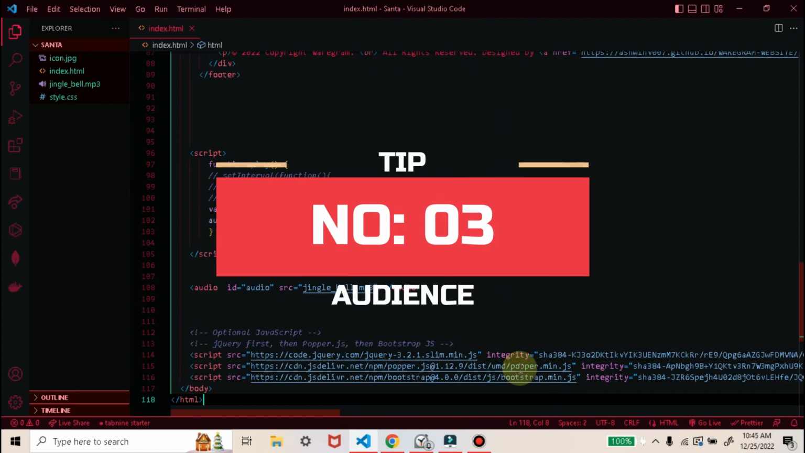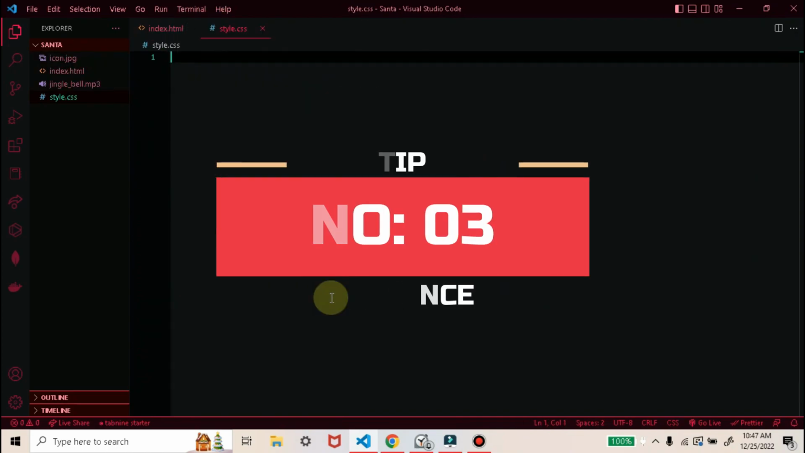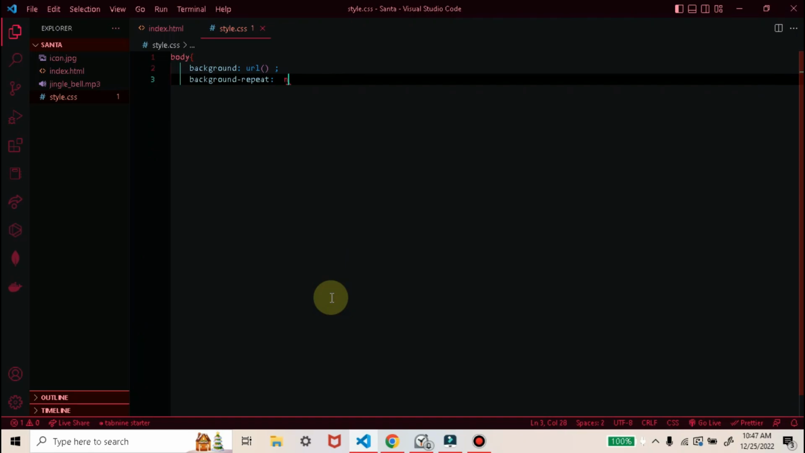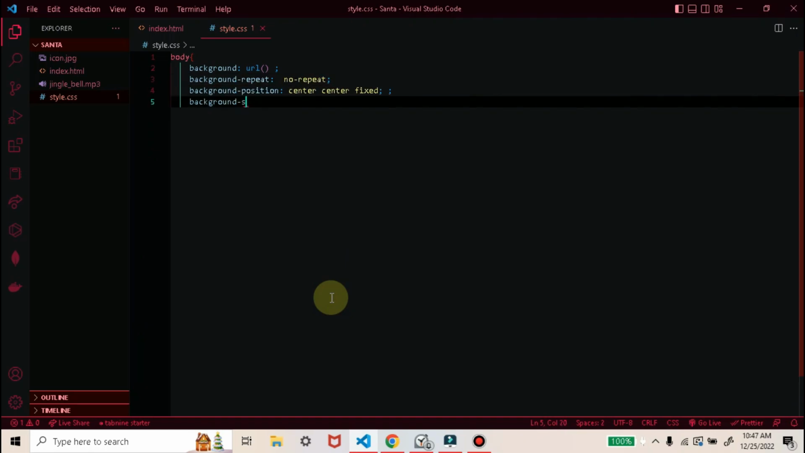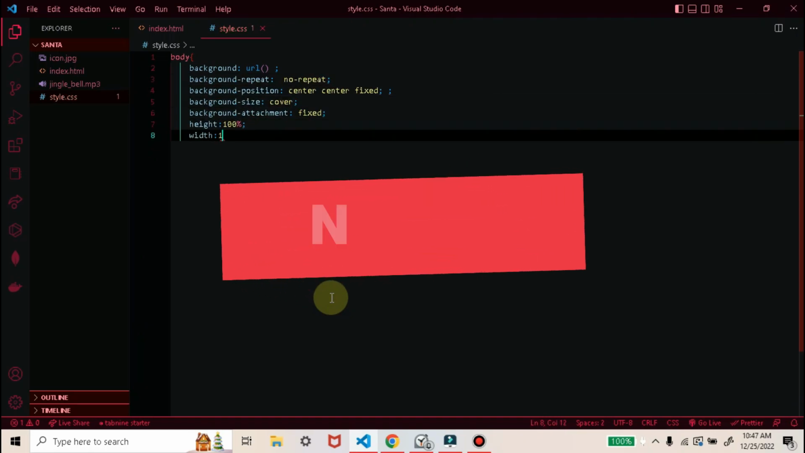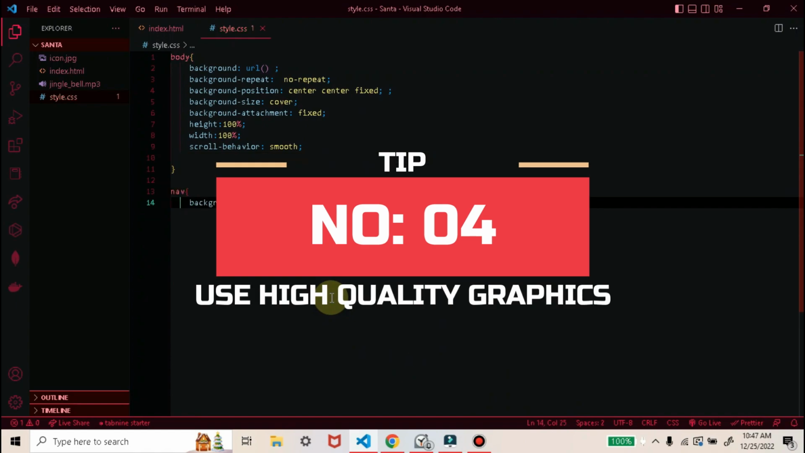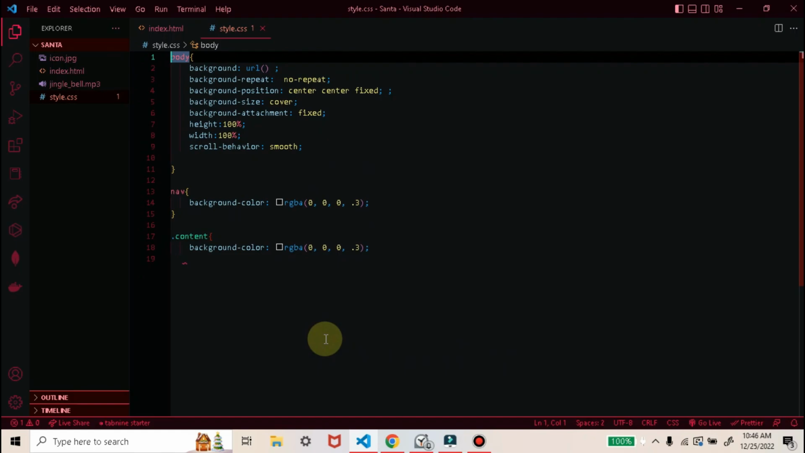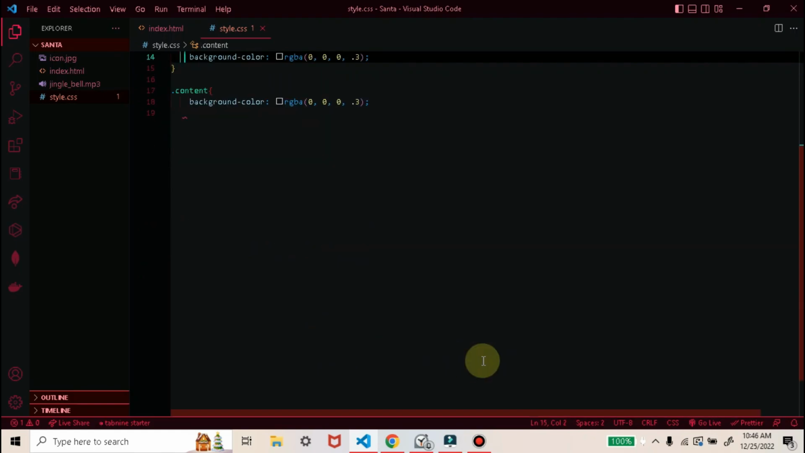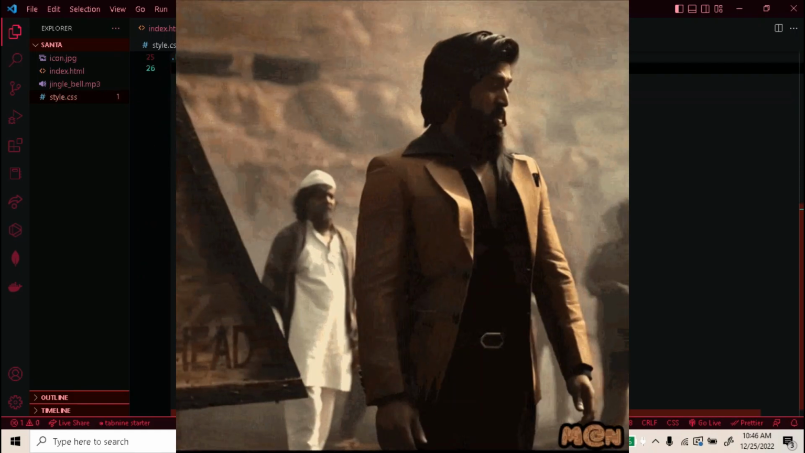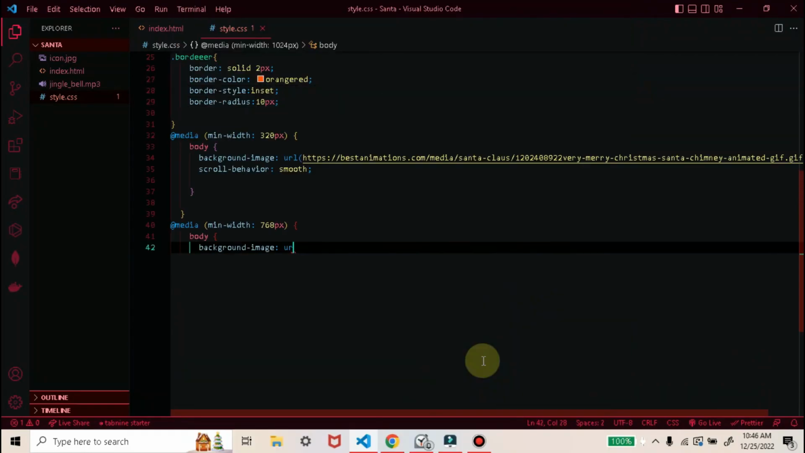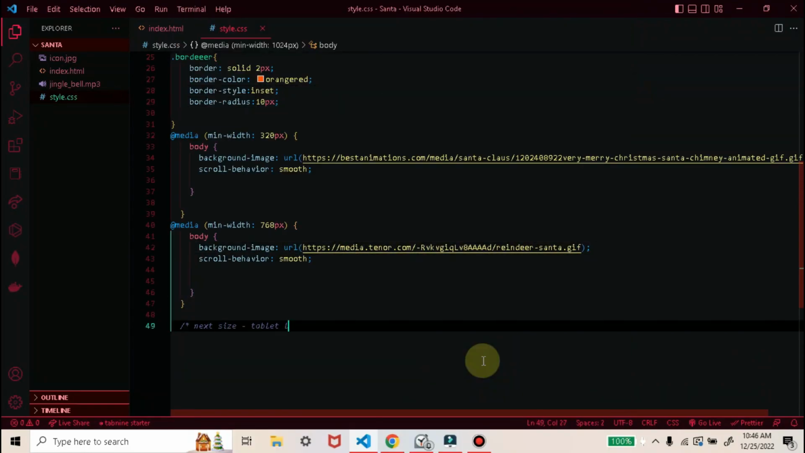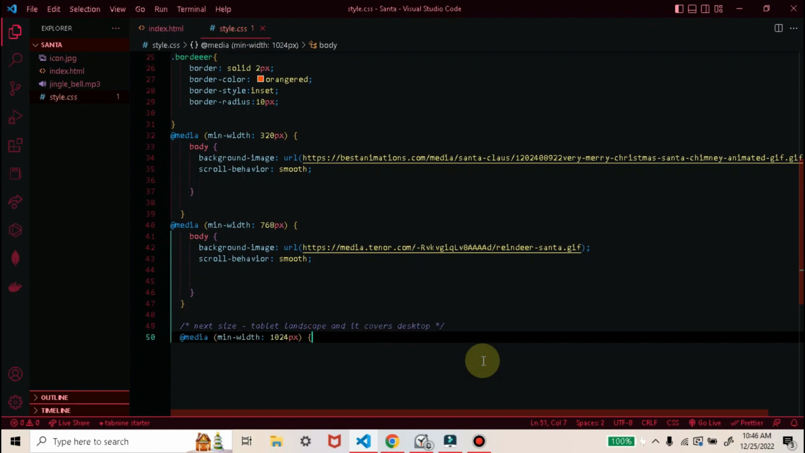Number 3. Think about your target audience. It's important to consider who will be using the website and design it with their needs and interests in mind. Number 4. Use high quality images and graphics. High quality images and graphics can make a big difference in the overall look and feel of your website. Number 5. Test, test, test. It's important to test the website on different devices and browsers to ensure that it's functioning properly and looks great no matter where it's being viewed.